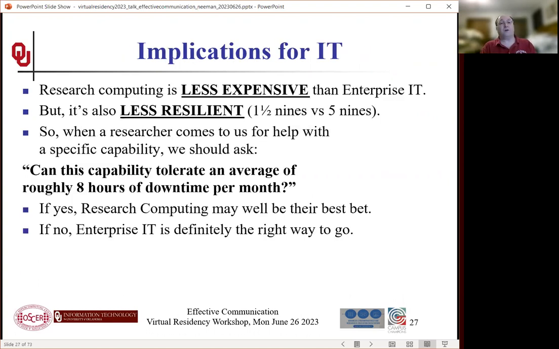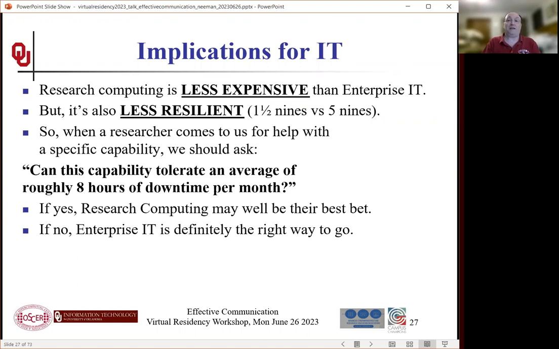Okay. So what are the implications for IT? Well, research computing is cheaper than enterprise IT because it's 1.5 9s instead of 5 9s. And I mean that per unit of capacity, but it's also way less resilient. So when a researcher comes to us and says, I need a specific thing for a specific project, the question we should ask is, can you tolerate about 8 hours of downtime per month? Because again, we're running closer to 99%. If it was 95%, then it'd be 30 hours of downtime per month, but we're running it more like 99%. So can you tolerate an average of about 8 hours a month downtime? And if they say yes, we're going to be able to do it way cheaper than the enterprise side. But if they say no, then we send them to the enterprise side because that's what they're going to need.